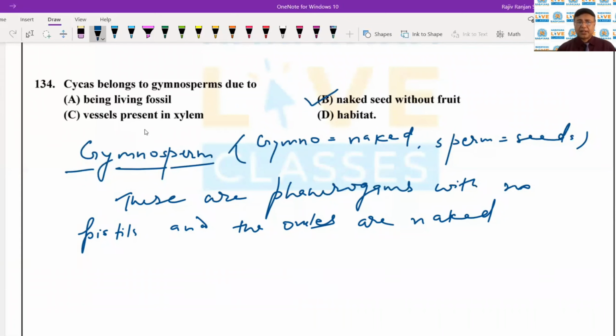They are actually absent in gymnosperms. And habitat-wise, habitat is a very general feature. Habitat-wise, they are found anywhere, but they are basically xerophytic in nature.